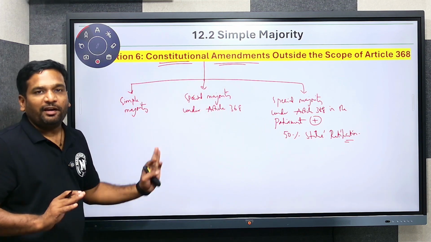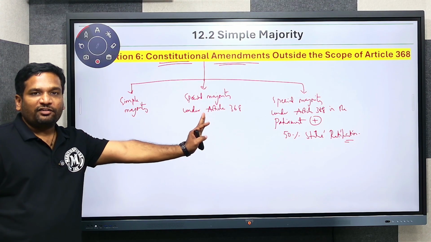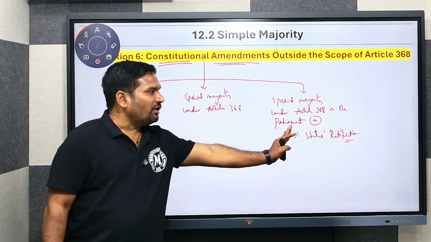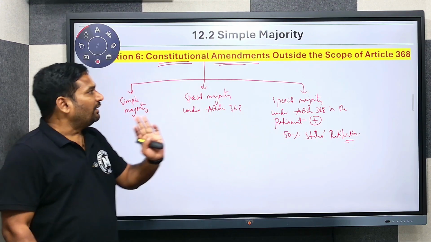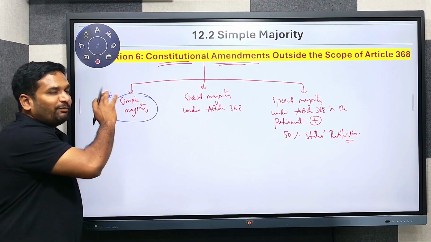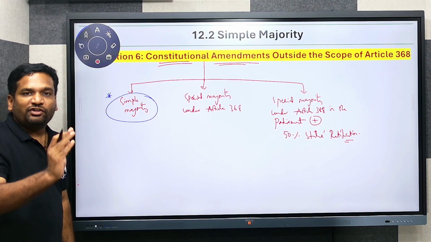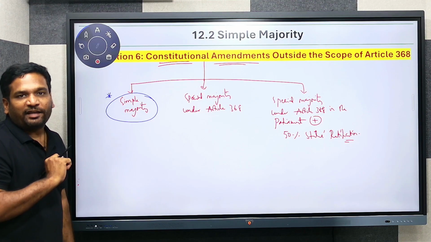So the constitution can be amended in three different ways. One is simple majority. Second is special majority under Article 368. Third is special majority under Article 368 in the Parliament plus 50% of the states' consent. Right. So outrightly, the first category is the simple majority. Under the simple majority, several provisions of the Constitution can be amended. So all those provisions fall under the simple majority category.